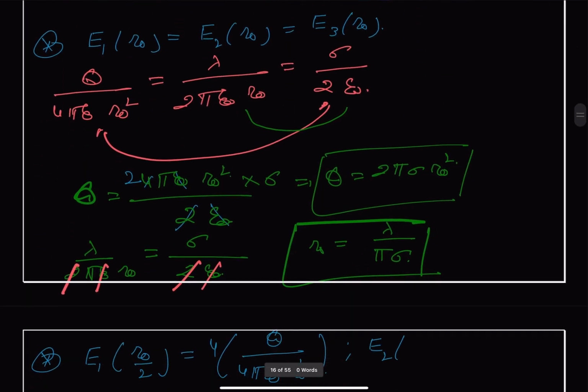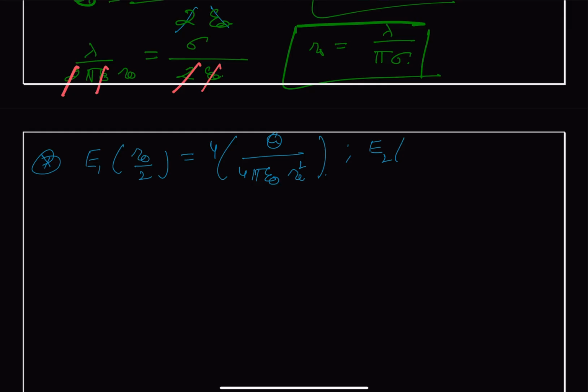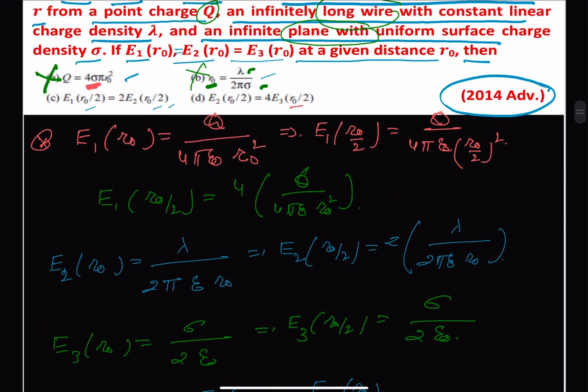And we have our E2, which we found out to be 2 lambda upon 2 pi epsilon naught multiplied by R0. So the first option is: E1 at R0 by 2 is equal to twice E2 at R0 by 2. Okay, so let us check this option.